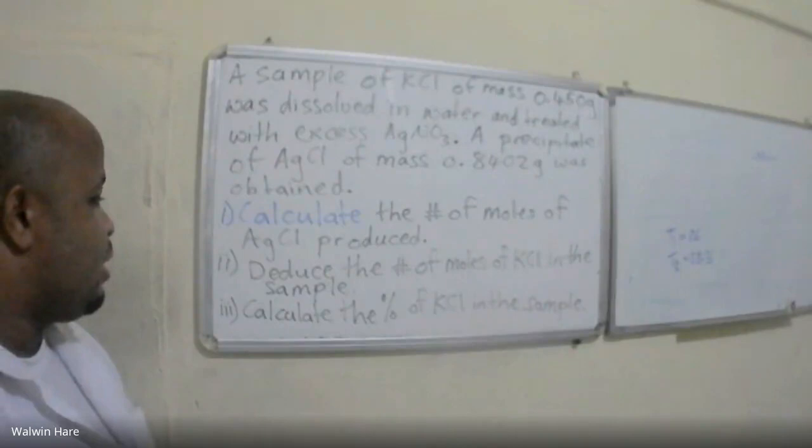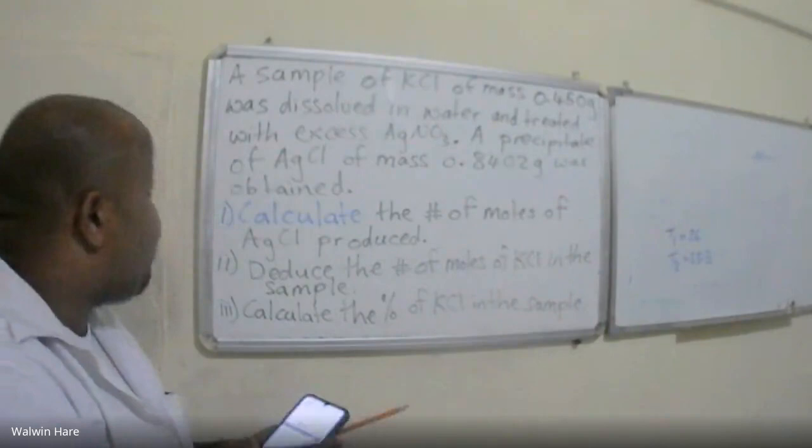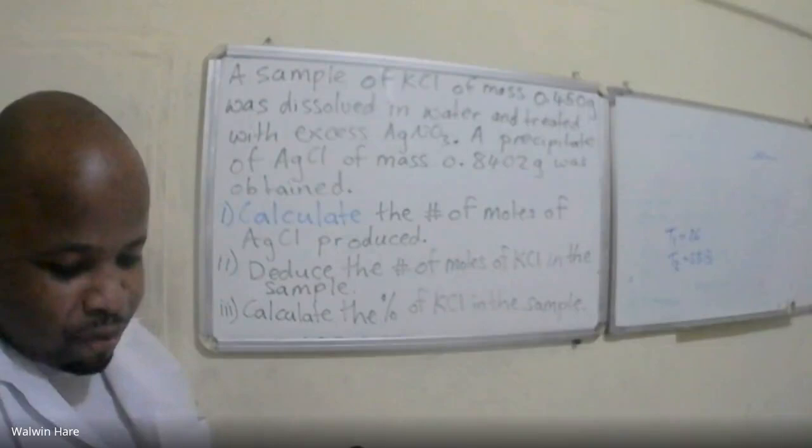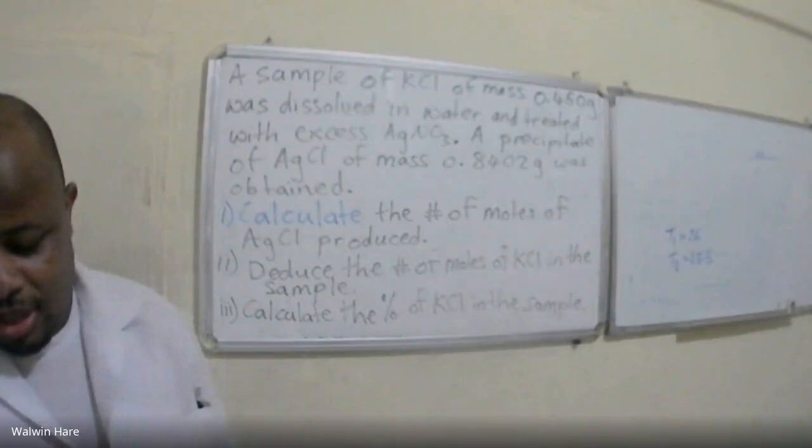Wait, excuse me, sir. You sure question three makes sense? Yeah, it makes sense. Calculate the percentage of KCl in the KCl sample, because the sample is KCl. It's an impure sample. Hold on, let me see if you got the word impure. I left out the word impure. So it's a sample of impure potassium chloride. That means something else is there, not just KCl, that is giving the mass of 0.45. Understand?